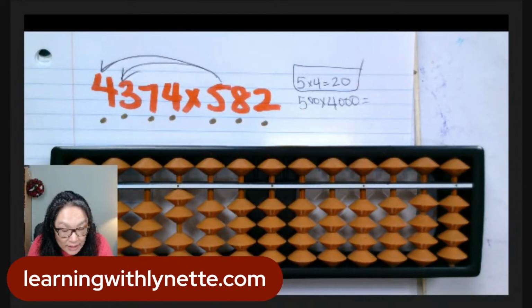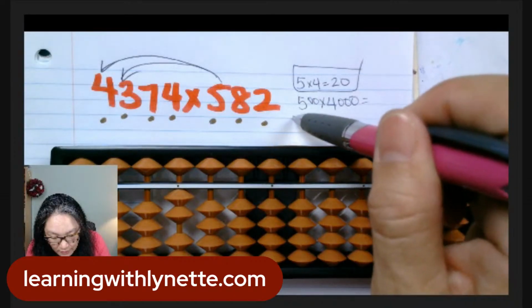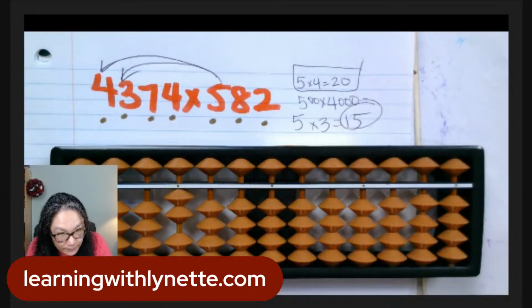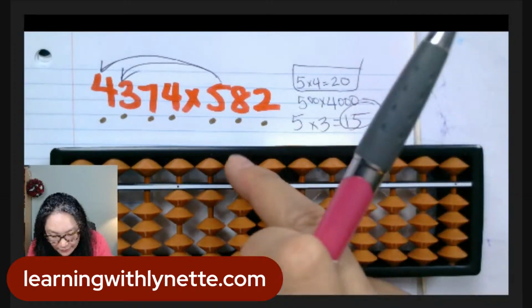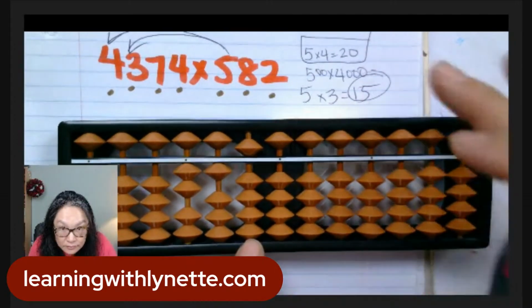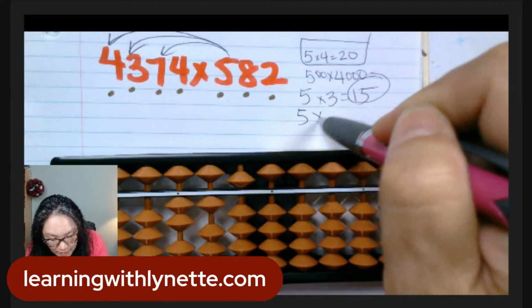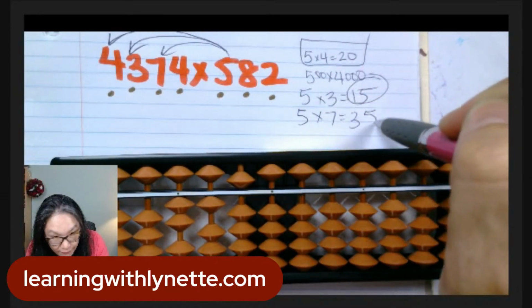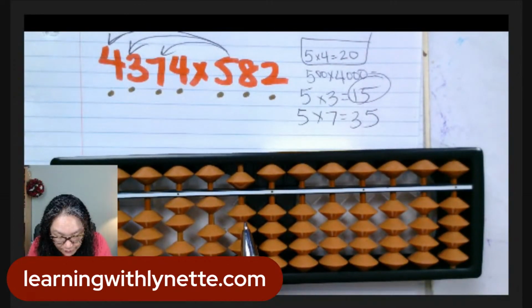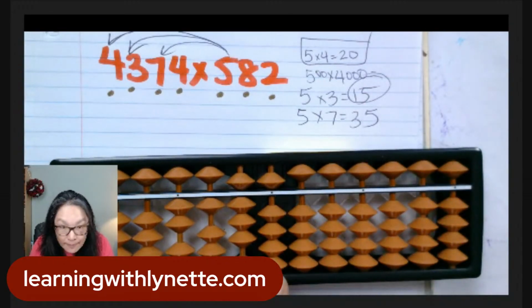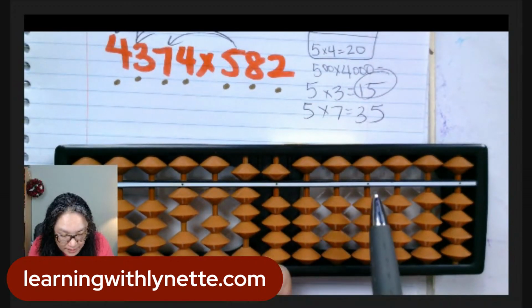5 times 3 is 15. See how it's a double digit? So I had the 1, I had the 5. 5 times 7 is 35. I had 5, I'm at 30, and at 5. Yes, I keep going, right? Because I have to end up here.